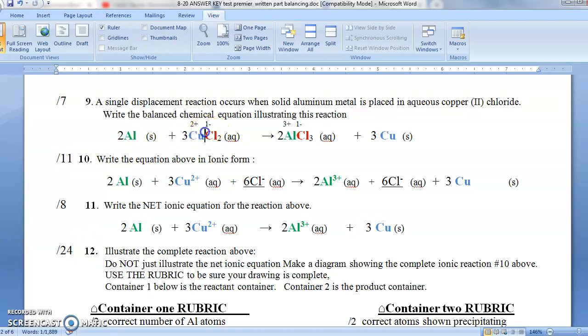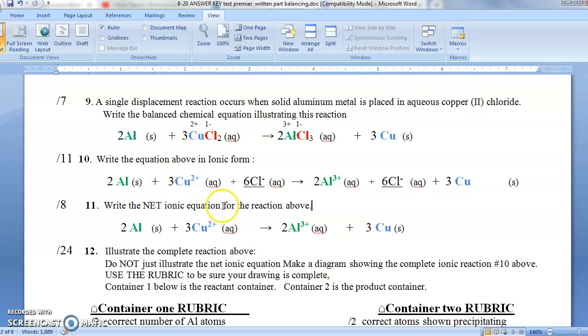We had 3 Cu2 pluses. There they are. We had 2 Al3 pluses. There they are. So we wrote this in ionic form. Ionic form doesn't mean you have to be an ion to be in the equation. It just means you have to pull apart the things that are ions in compounds.